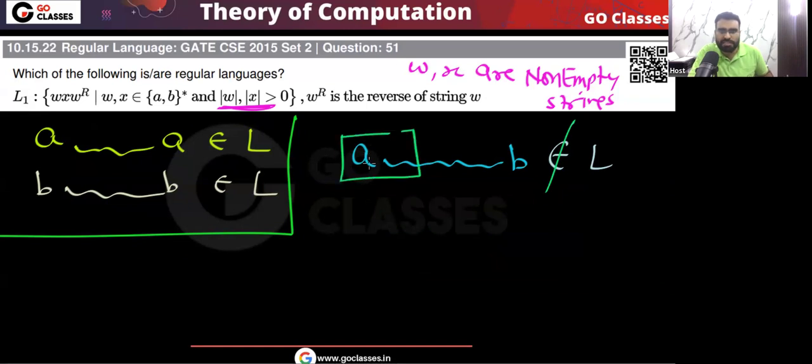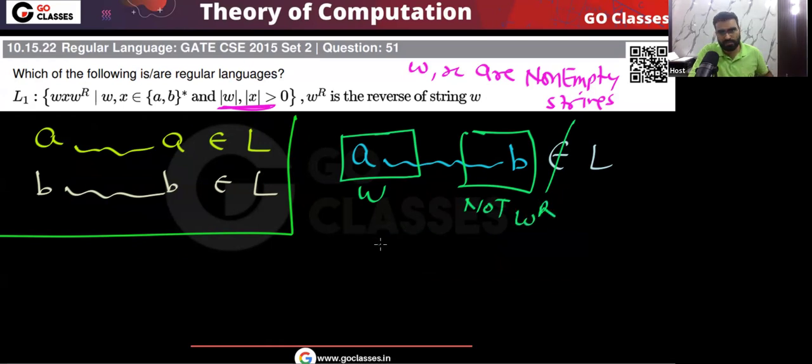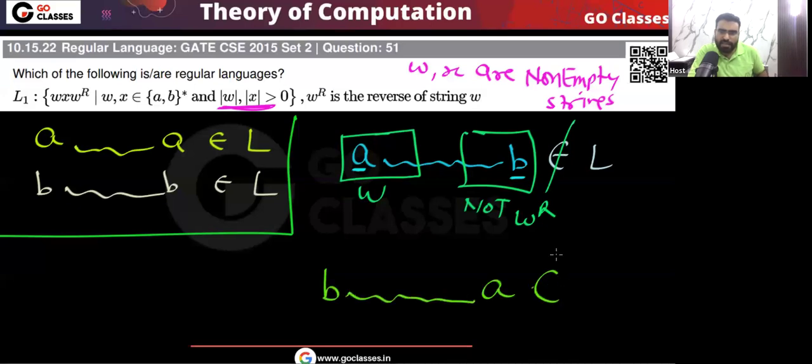Because if you consider this as W, then this is never W reverse. Whatever you do, this is not W reverse. So this is the idea: if you start with A, then you should end with A, so this string is not in the language. Similarly, if your string is starting with B and ending with A, it cannot belong to the language. That's the complete analysis of this language.